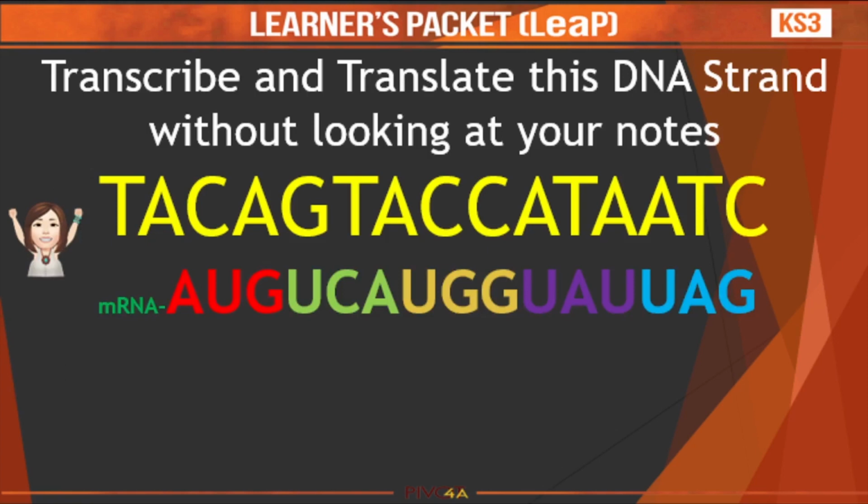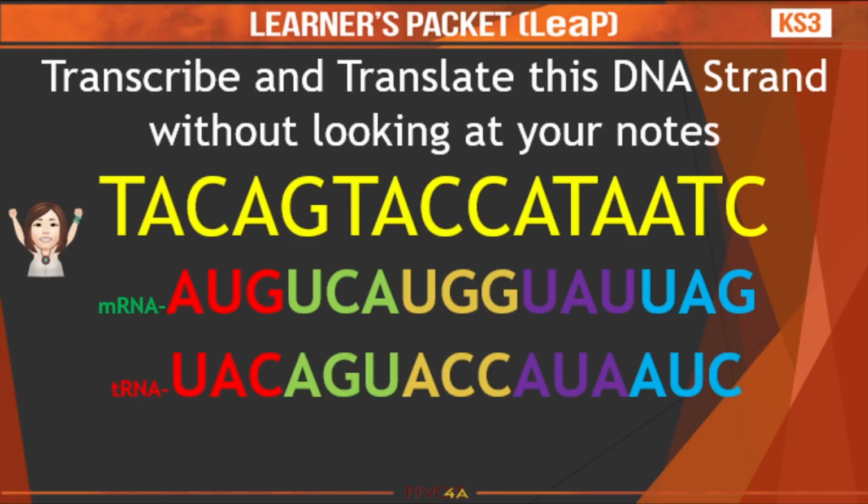So in our mRNA, we have the AUG, UCA, UGG, UAU, UAG. Okay? Or the adenine, uracil, guanine, uracil, cytosine, adenine, uracil, guanine, guanine, uracil, adenine, uracil, uracil, adenine, guanine. Then, ang kanyang tRNA ay UAC, AGU, ACC, AUA, AUC. So, nasusundan? Or we have uracil, adenine, cytosine, adenine, guanine, uracil, adenine, cytosine, cytosine, adenine, uracil, adenine, adenine, uracil, cytosine.